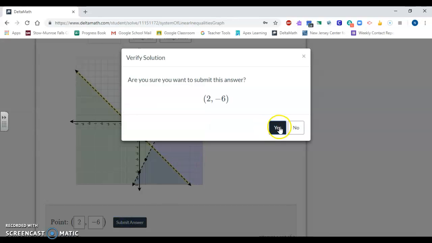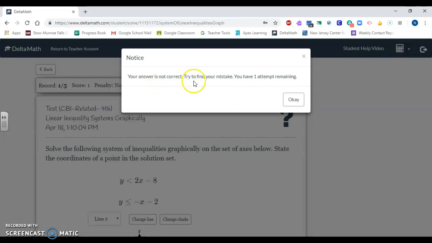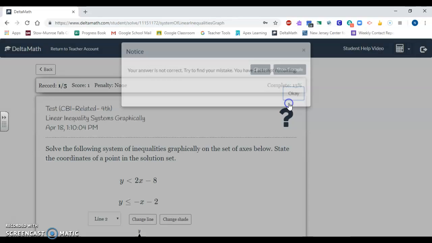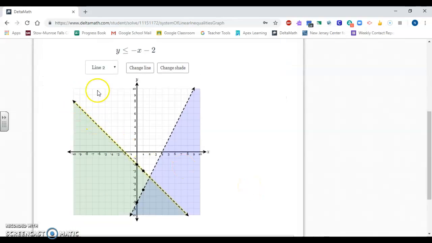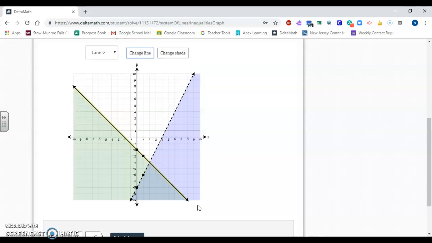Submit my answer. Your answer is not correct. Try and find the mistake. You get 2 attempts total on this. I already told you that the second line I needed to change to a solid line. These are pretty simple mistakes that can be made going quickly. Solid, dotted, shading wrong, picking the wrong solution point by accident, little things like that. Take a minute and just check out what work you did already, and like I said, most of the time it's just going to be little mistakes with what we have there.